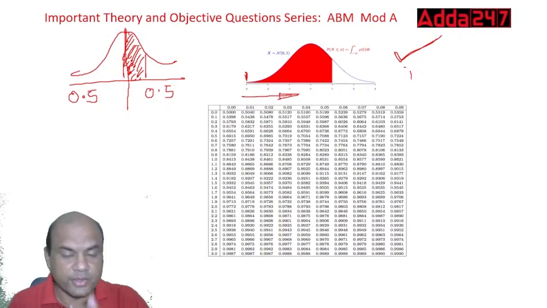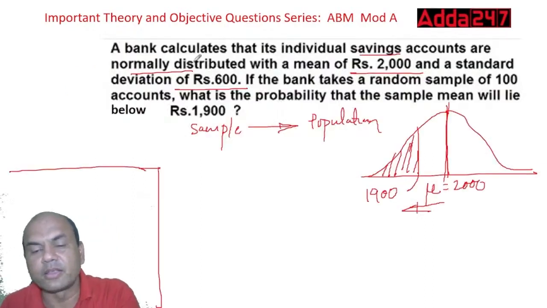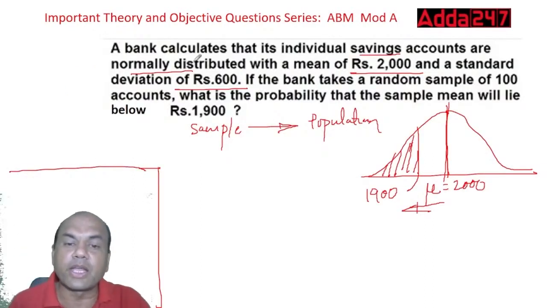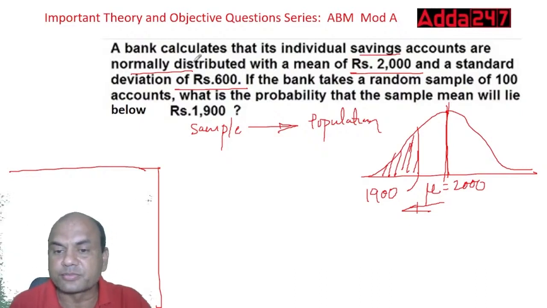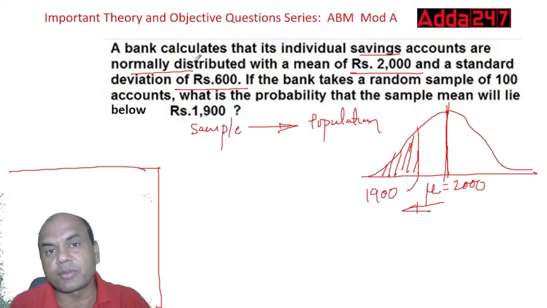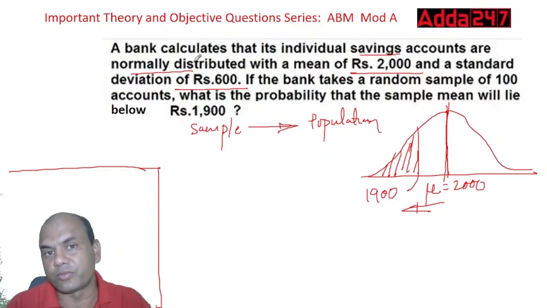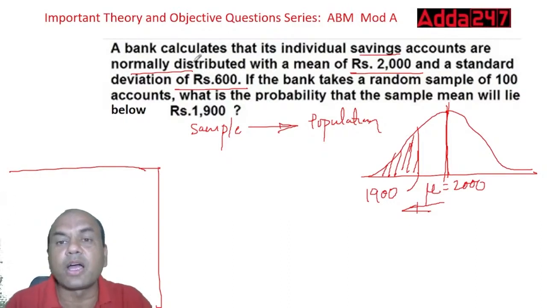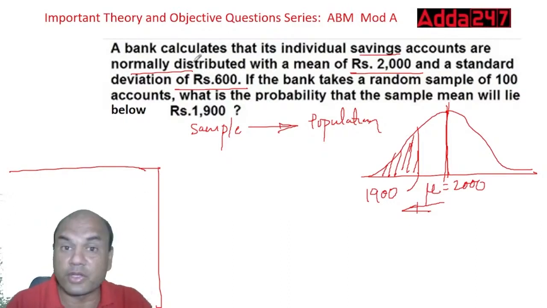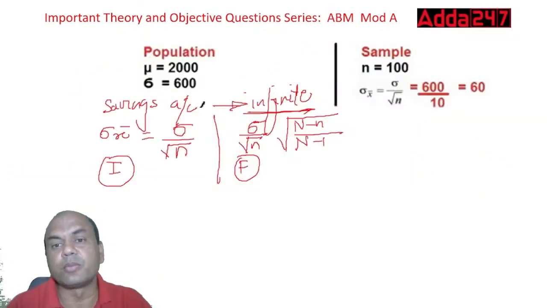So now what have they given? They have given that we want it below 1900, so we want this area. For finding this area, this is a probability. The answer which you get is a probability only. For getting this probability, you need to find out the z value. Without z value, you can't get the probability. So now look at this numerical.